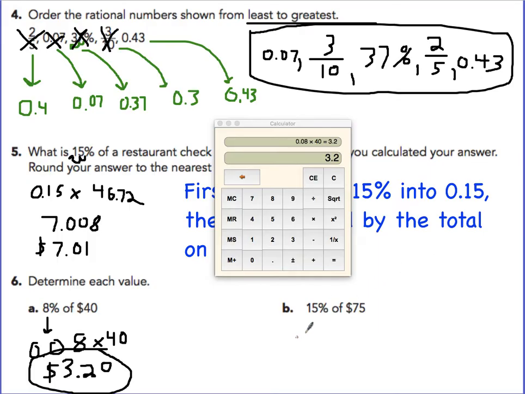All right, same idea with the next one. 15% of 75. So I get $11.25. Those were really straightforward. Finding the percent of a number, make it into a decimal, then multiply. And you got it.